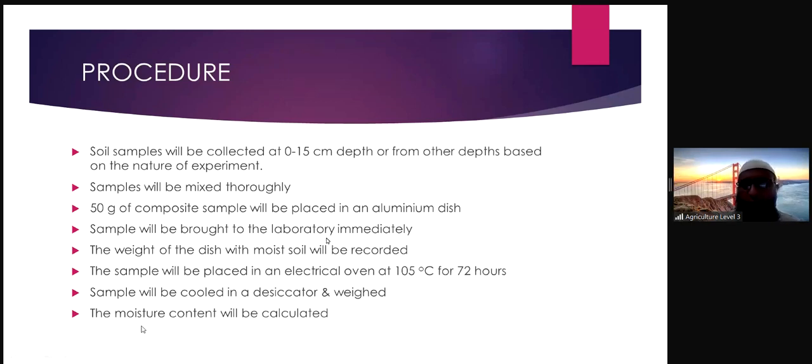So in this way, we can design different types of experiments. I will ask you to design a few of those experiments. So soil samples will be collected at 0 to 15 centimeter depth or from other depths based on the nature of the experiment. You may want to determine soil water of the surface soil, 0 to 15 centimeter, or you may also want to compare soil water at different depths.